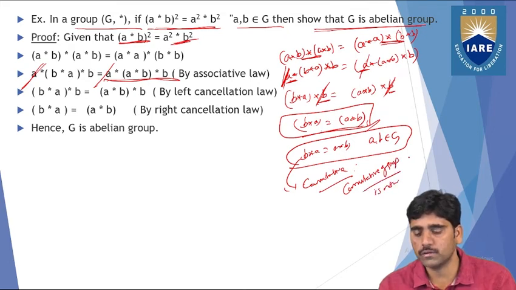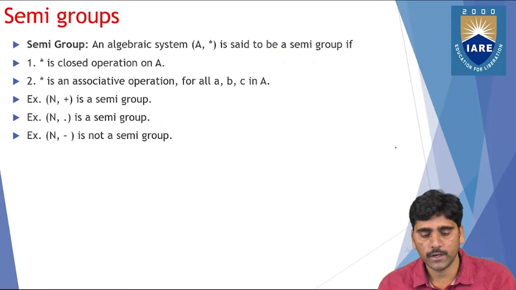Right? So if it is a commutative group, it is also said to be an abelian group. That is the way you can prove this formula for an abelian group. Okay, and next, semi-groups. Semi-groups are nothing but, as the name itself says, semi.